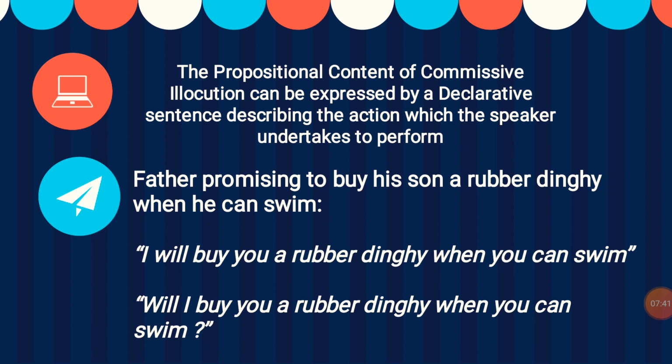The propositional content of a commissive illocution can be expressed by a declarative sentence describing the action which the speaker undertakes to perform. For example, a father promising to buy his son a rubber dinghy when he can swim. Father said, I will buy you a rubber dinghy when you can swim. And then, will I buy you a rubber dinghy when you can swim? This is the form of commissive illocution.